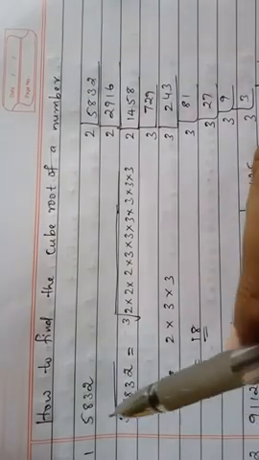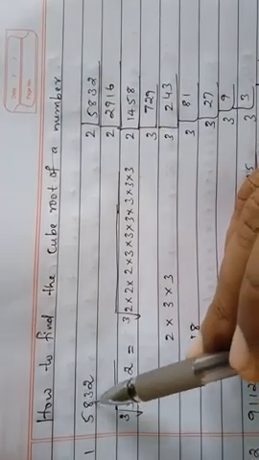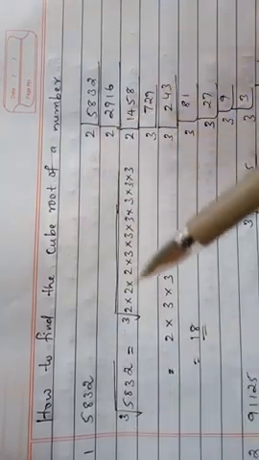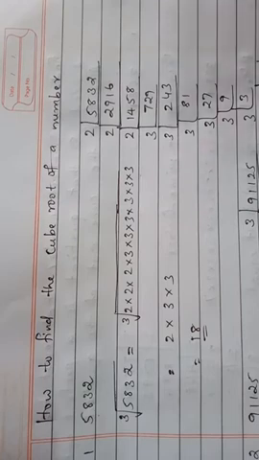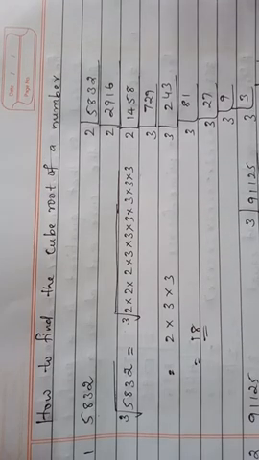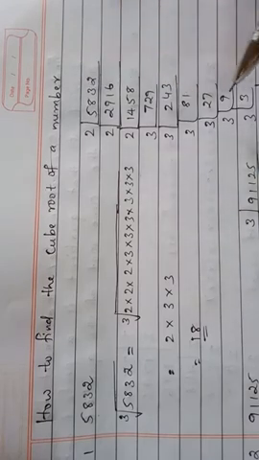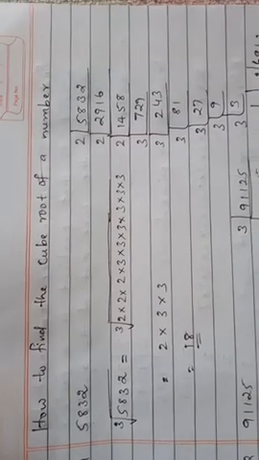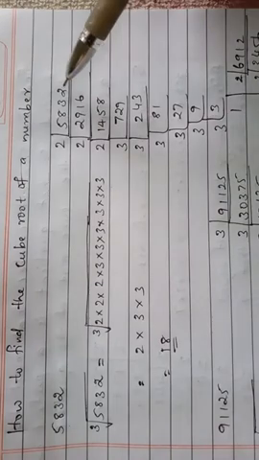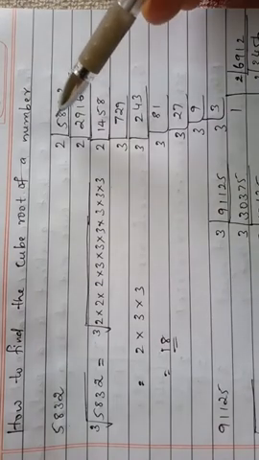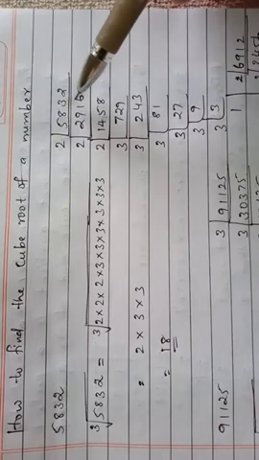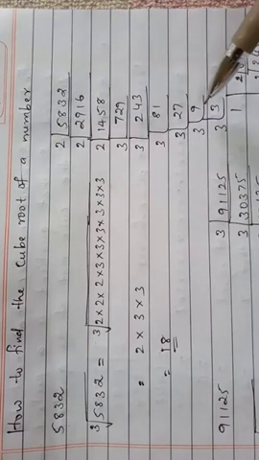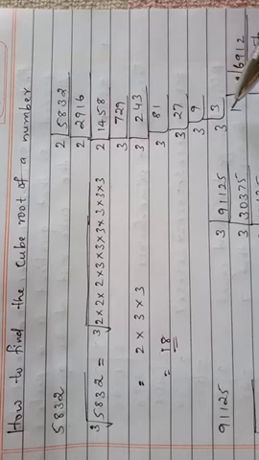And here we have an example, 5832. Here, how to find the cube root of a number. First step, what we have to do is perform the prime factorization of the given number. Here the prime factorization of the given number is given. 5832 divided by 2, and continue till we get 1 as the last number.